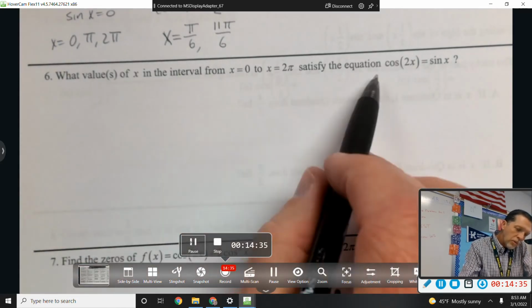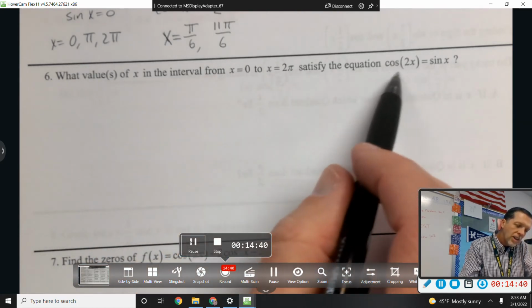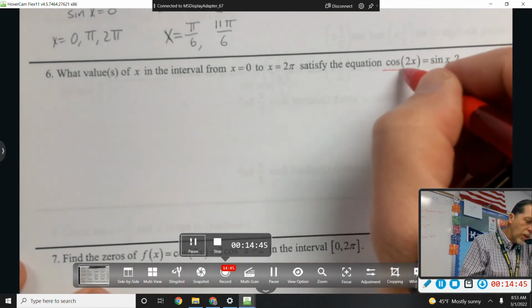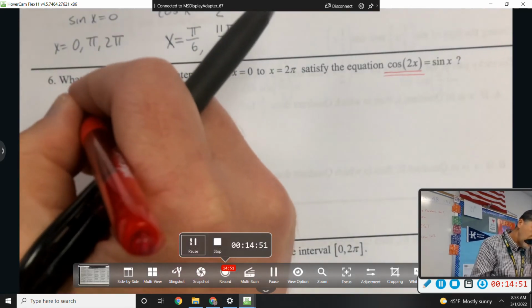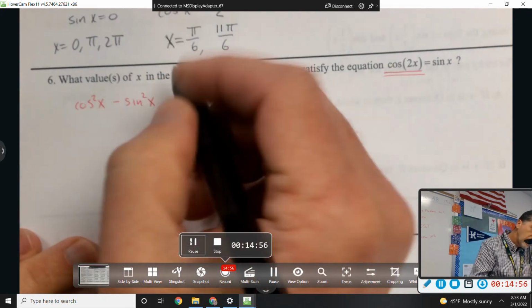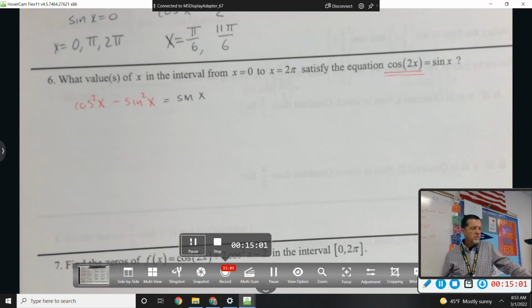Number 6. Same type of question, worded a little differently. What values of x in the interval from 0 to 2 pi satisfy this equation? Well, I'm not going to be able to solve this with cosine of 2x sitting in there, but I know that the cosine of 2x is cosine squared minus sine squared. That's sort of helpful maybe, right? The 2x is gone, but now I have sines and cosines in my problem.